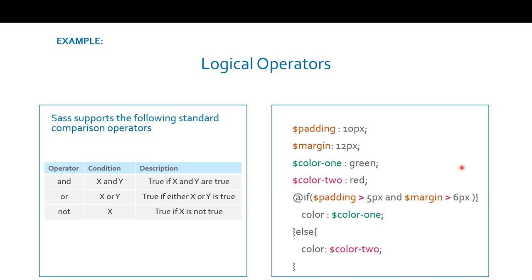So basically, what do we use logical operators to do? We use logical operators to compare two values as well. Let me just explain them here. So Sass supports the following standard comparison, this is not comparison operator. This should be logical operators. Let me make this correction here so that we don't create confusion.